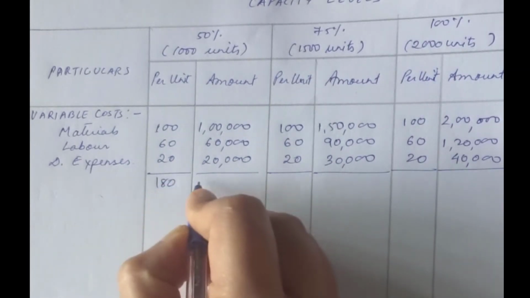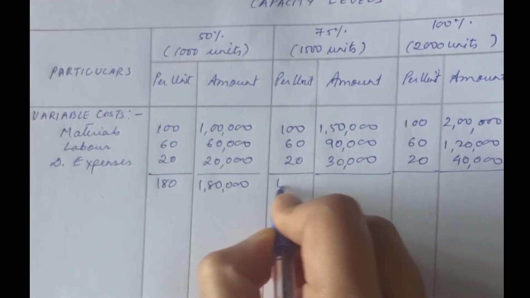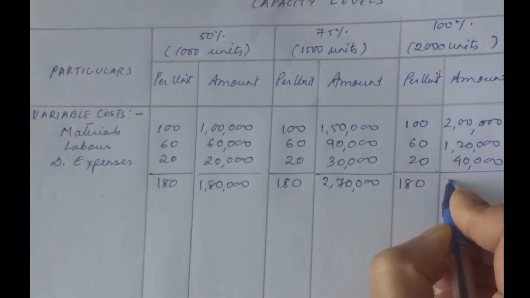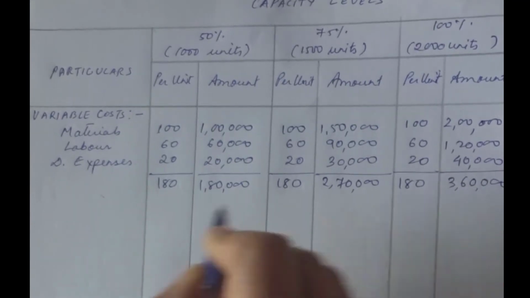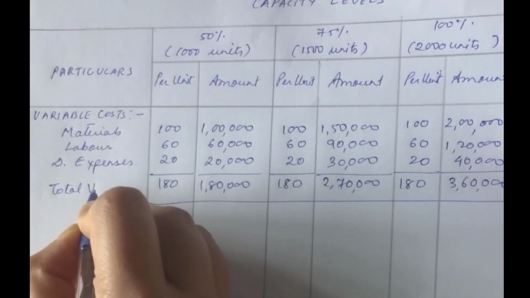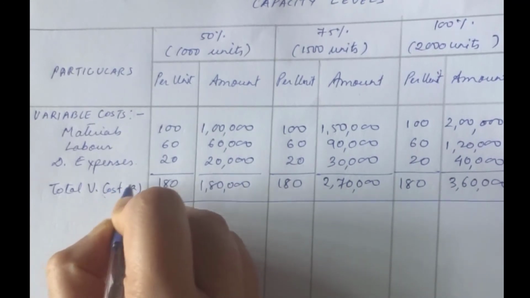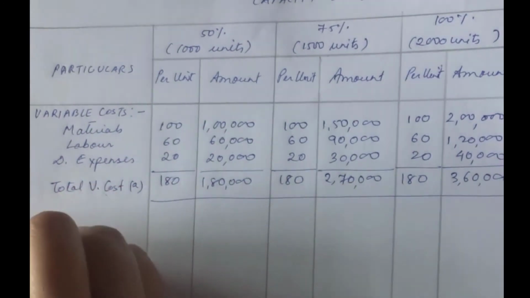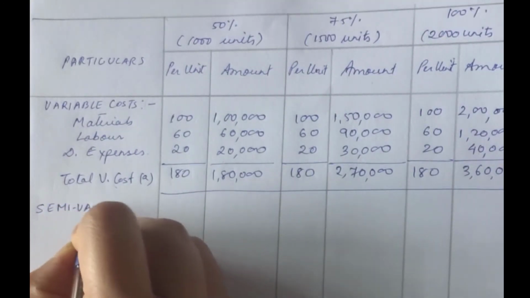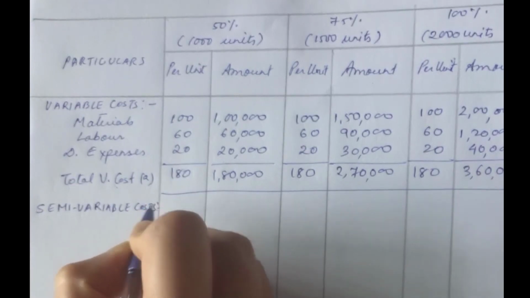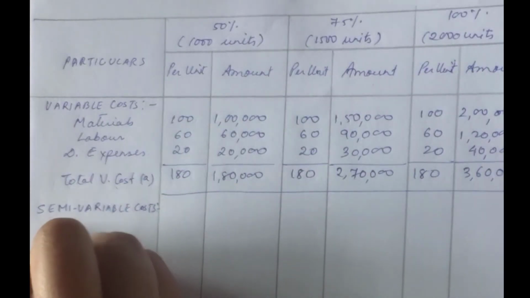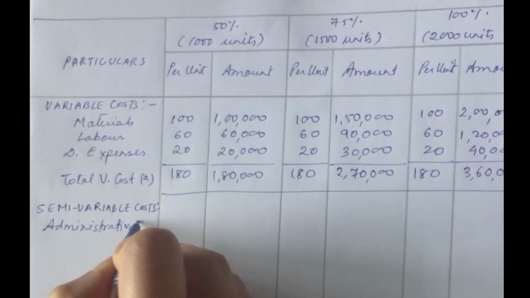First is 1,80,000, then 1,80,000, this is 2,70,000, this is 1,80,000, this is 3,60,000. So here we are getting the total variable cost. Now, total variable cost, you put it as point number A. Next we will see all the semi-variable costs. Now, what are the semi-variable costs? We have administrative expenses. So first put administrative expenses.